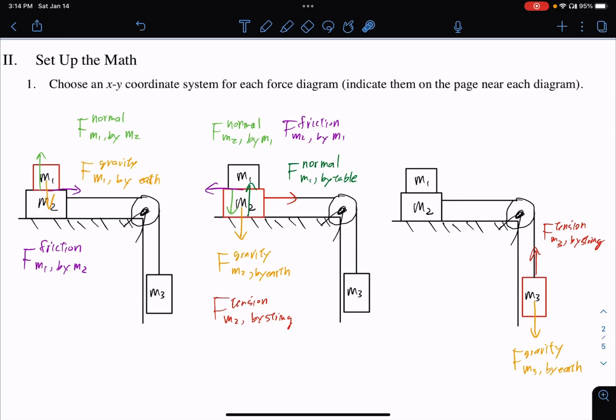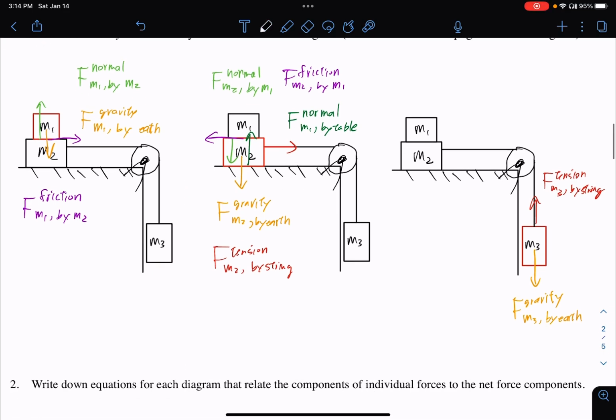The next step is to set up the math. So we're going to choose an xy coordinate. We see these blocks are moving to the right. This one is going to move down. So it is normal to choose the right one as x and the vertical one as y.